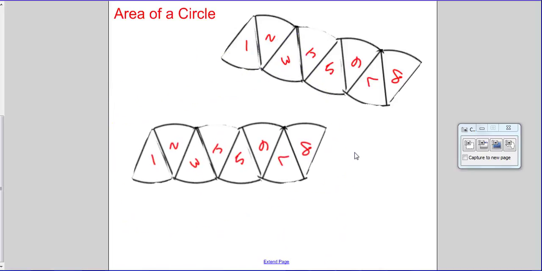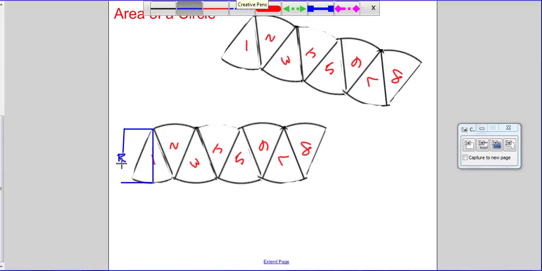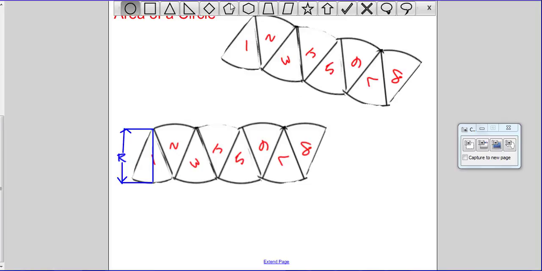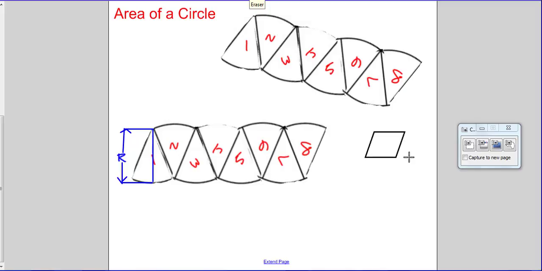Okay, so now let's just look at this. This right here shall extend out. That is actually the radius of a circle, because that is from the center to a point on a circle. So this is my radius r. And if you look at this figure, it looks very close to a parallelogram.